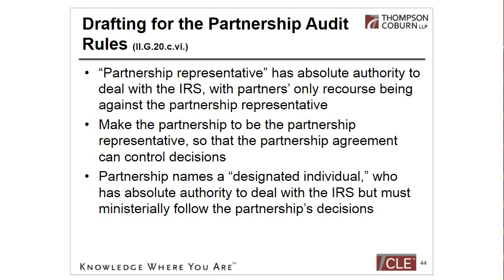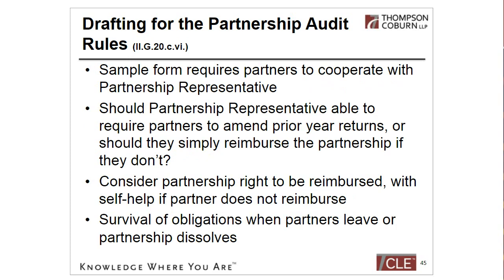Okay, now I have a sample form that requires partners to cooperate with a partnership representative. And what level of cooperation should you really do? So in the sample form, it says that the partnership representative can require partners to amend their prior returns. Now, you may or may not want to do that. The partnership may say, hey, let's push these items onto your prior return. Then we won't have to deal with anything more. It's going to be easier for us as a partnership.